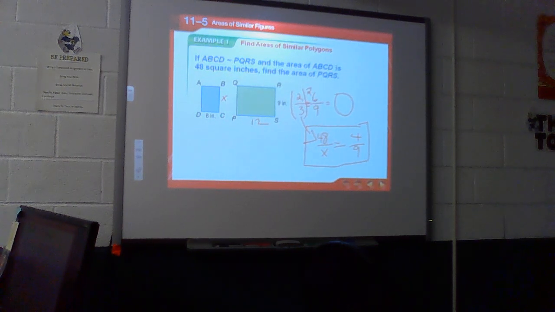So we take 48 times 9 divided by 4, and my answer then is what? What should this x actually represent? It represents the area of the big one. Exactly right. Okay? That makes sense? Let's try it again.